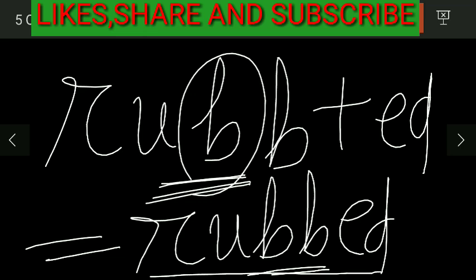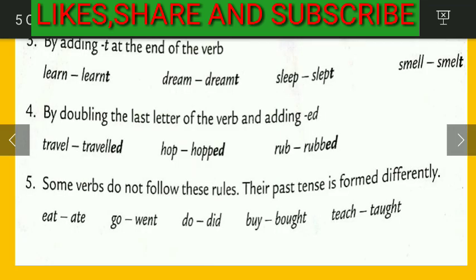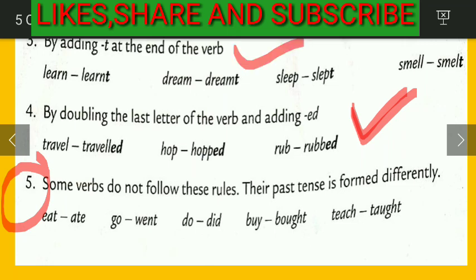Hope this one is clear for you. Yes or no? Okay, let's see another rule to make the simple past tense of a given verb. So children, rule number 4, you have to learn it, and rule 3 also.